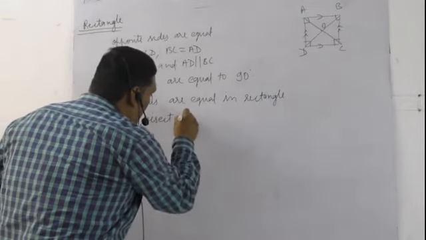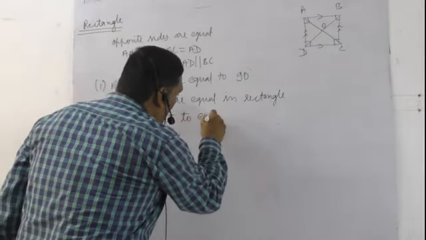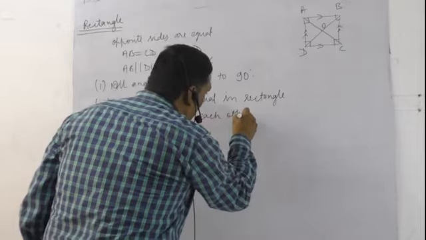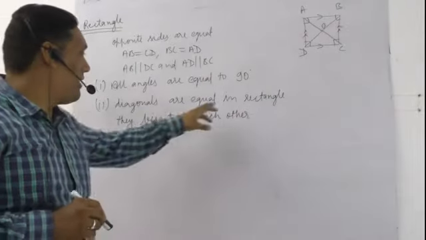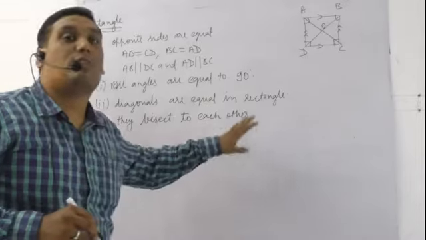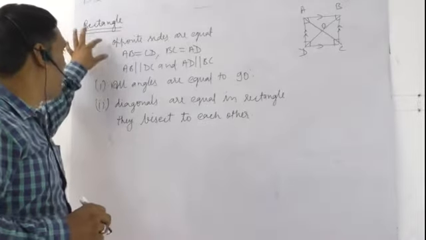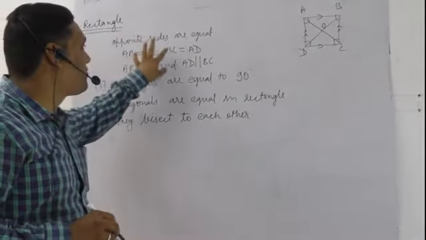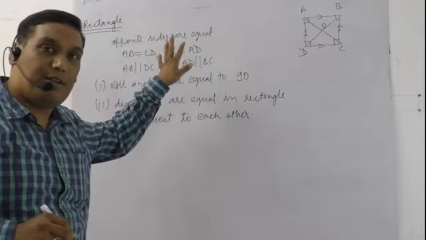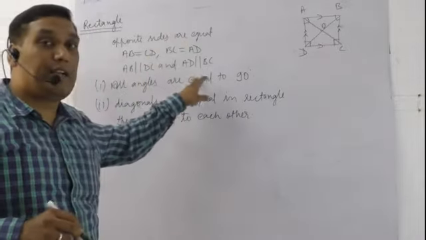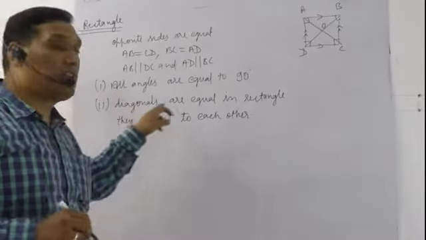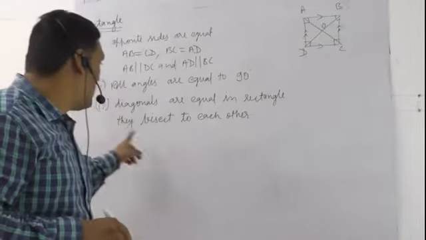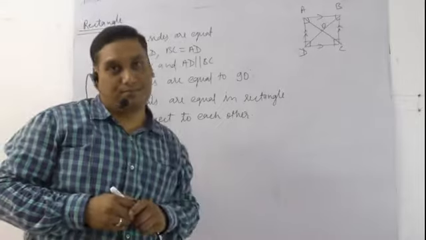They bisect to each other. Diagonals are equal in a rectangle and they bisect to each other. First key topic: AB is equal to CD, BC is equal to AD, AB is parallel to DC and AD is parallel to BC. All angles are equal to 90 degrees. Diagonals are equal in a rectangle, they bisect to each other.